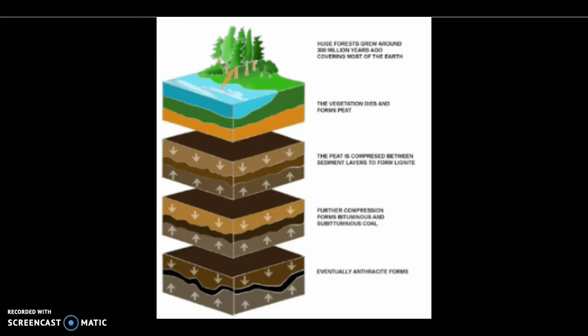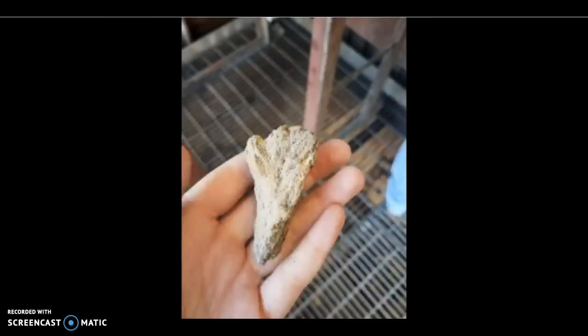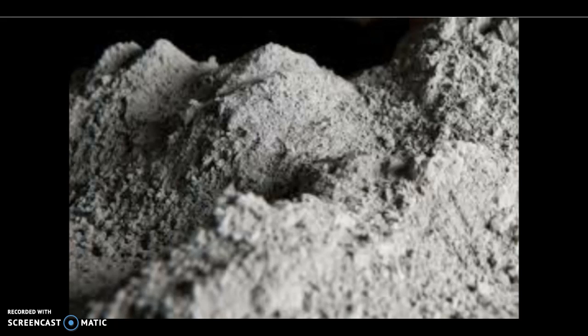The difference of pressure and heat allows for different types of coal to form. Not only does coal produce energy, but the burning of coal produces fly ash as well. Many plants sell this to companies that make cement because fly ash is a good adhesive. It's a good adhesive in cement to hold the cement materials together.